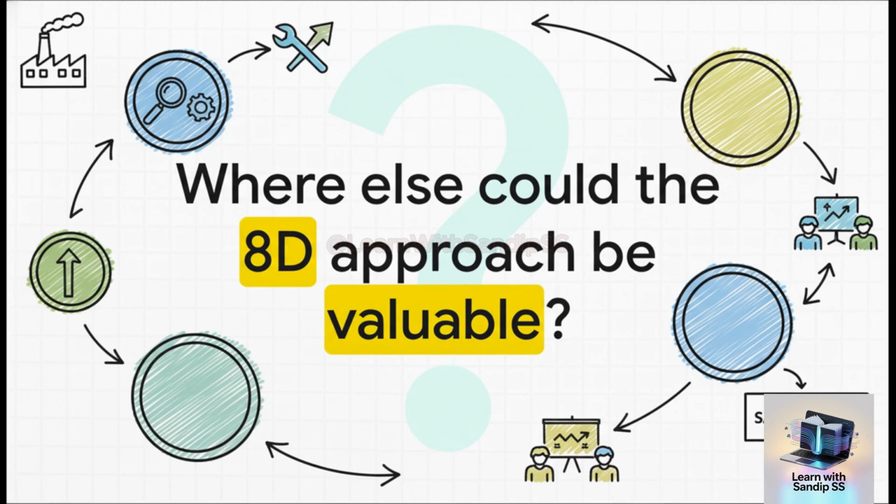We've seen how this works for a production defect, but this powerful methodology isn't just for the factory floor. Think about your organization. Where else could you use this structured 8D approach to tackle those stubborn, recurring problems for good? Maybe in logistics, procurement, maybe even finance.